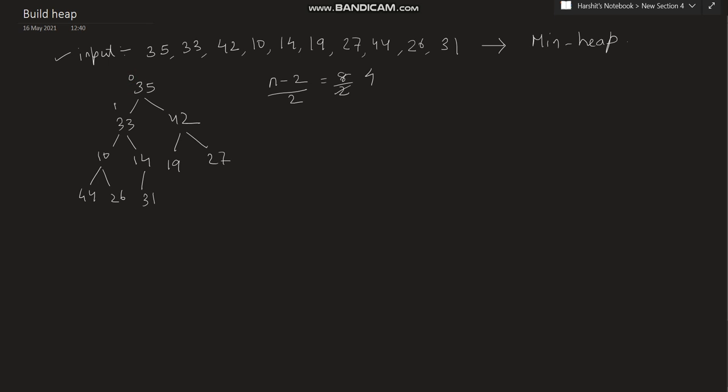So this is index 0, 1, 2, 3, and 4. So 14 is the last non-leaf node. By looking at the tree, we came to know that 14 is the last non-leaf node. After finding it, we will be performing the heapify operation from 14 to the root node, that is from 14 to 35. So first, we will be performing the min heapify operation at 14, then 10, then 42, 33, 35.